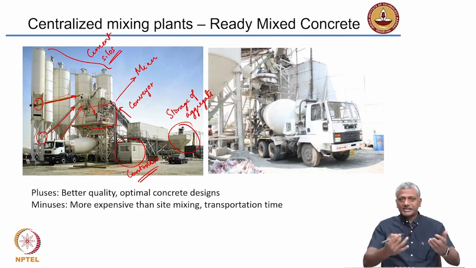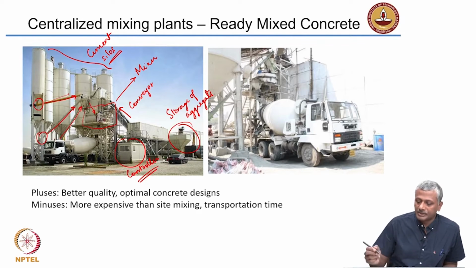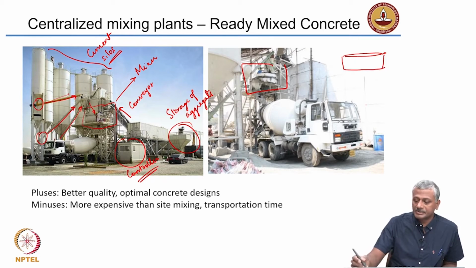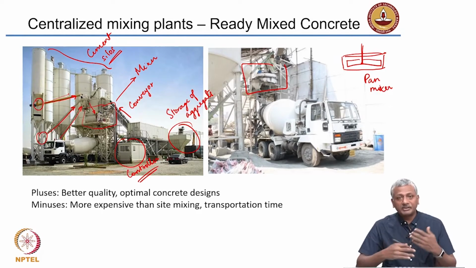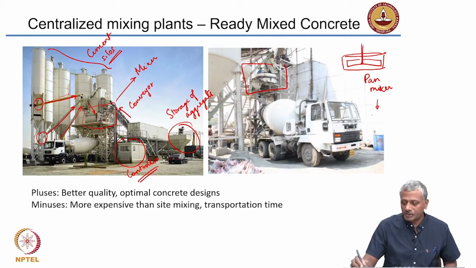Okay. In most cases, in such ready mix concrete plants, you will have a mixer that looks like a cylinder. It has a shaft in the center and there will be blades for mixing. That's called a pan mixer because it's shaped like a pan. Okay. Some modern concrete equipment which mix much better are based on what is called a twin shaft mixer.